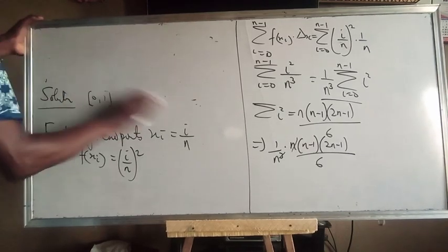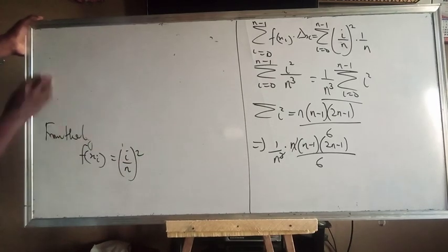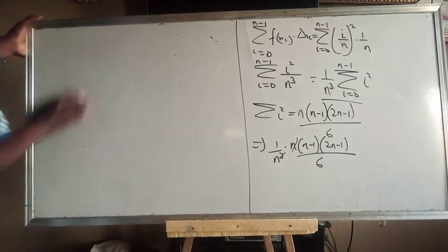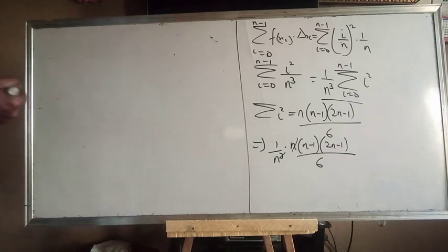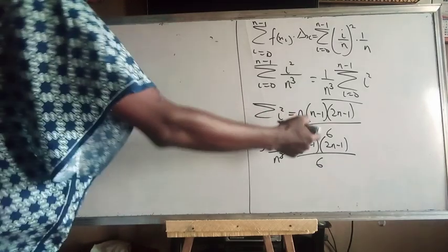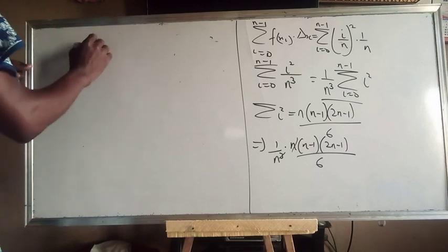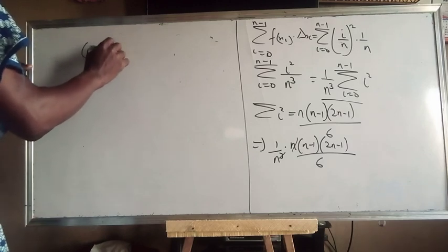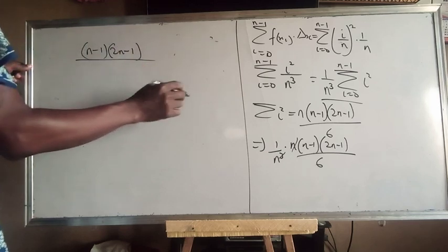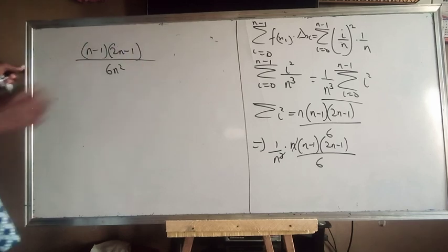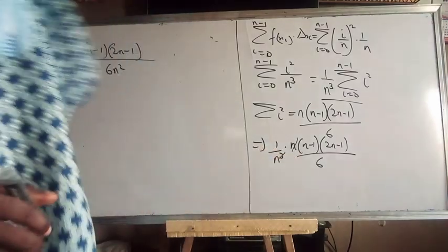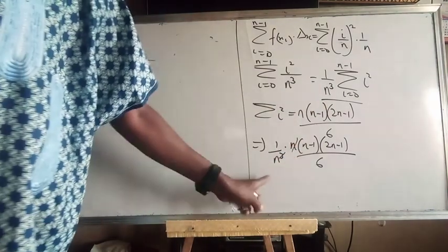So what we are trying to do now is the summation of all this. So we have n into n minus 1 into 2n minus 1 all over 6n squared. That's what we are going to get. All right, that is the summation of multiplying this by that.